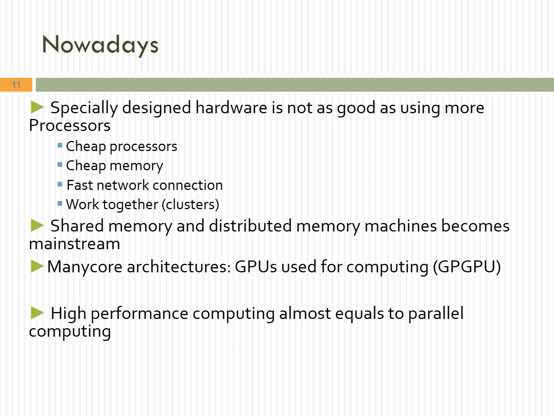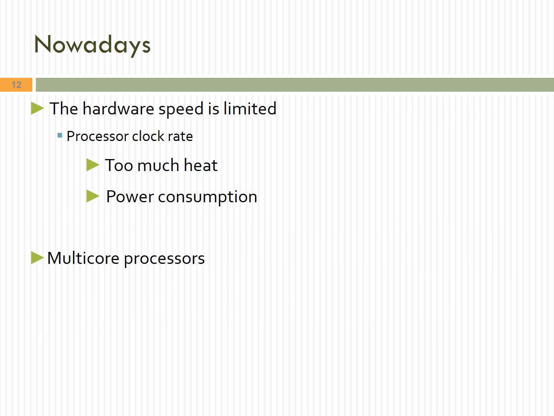Nowadays, specially designed hardware is not as good as using more processors, because in the market we can get cheap processors, cheap memory, and fast network connections, and make them work together as clusters. Shared memory and distributed memory machines become more mainstream, and they have many-core architectures such as GPUs used for computing, GPGPU. High performance computing almost equals parallel computing. The hardware speed is also limited by the processor's clock rate. It consumes too much heat and a lot of power. So nowadays, hardware has introduced multi-core processors.